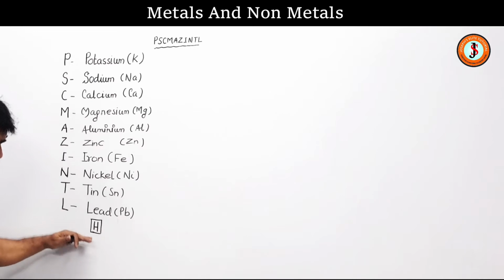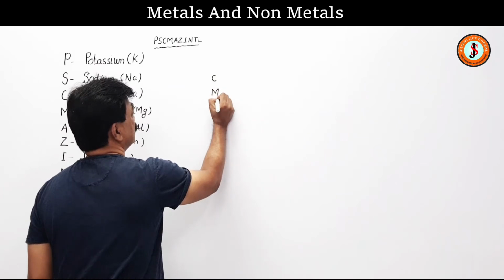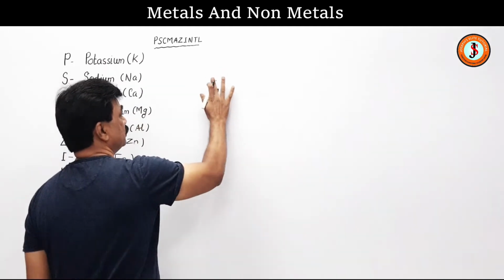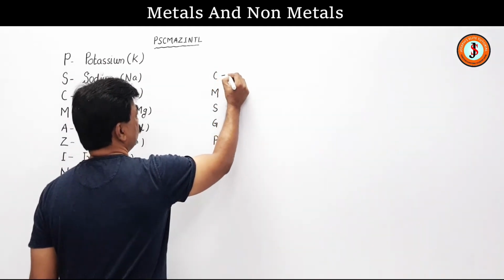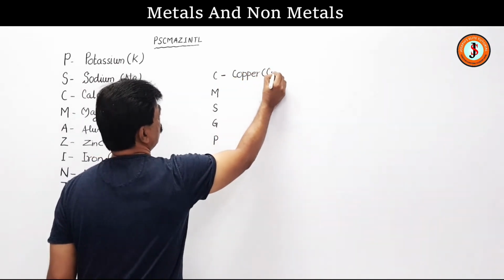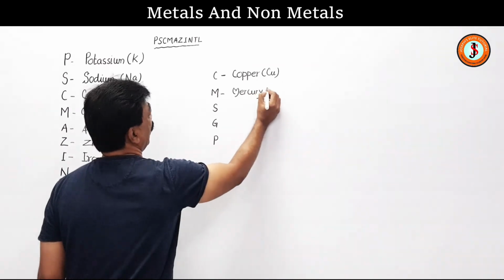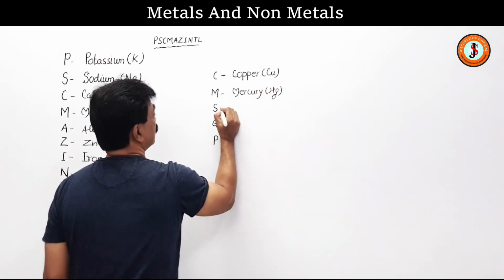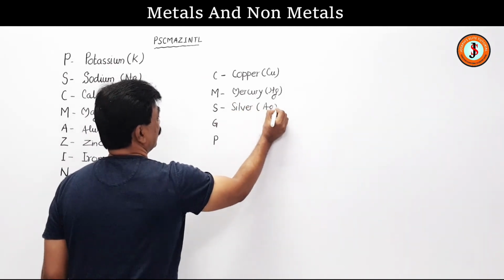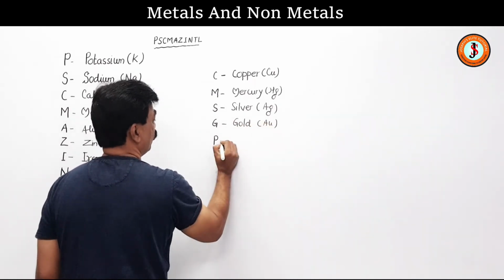Now, after hydrogen, below this, I do not have board space, so I am writing over here: Chief Minister, smart, good politician. Chief Minister, smart, good politician. So C, M, S, G, P, now these are the less reactive ones. Copper, symbol is Cu. M for mercury, Hg. S for silver, Ag. G for gold, Au. P for platinum, Pt.